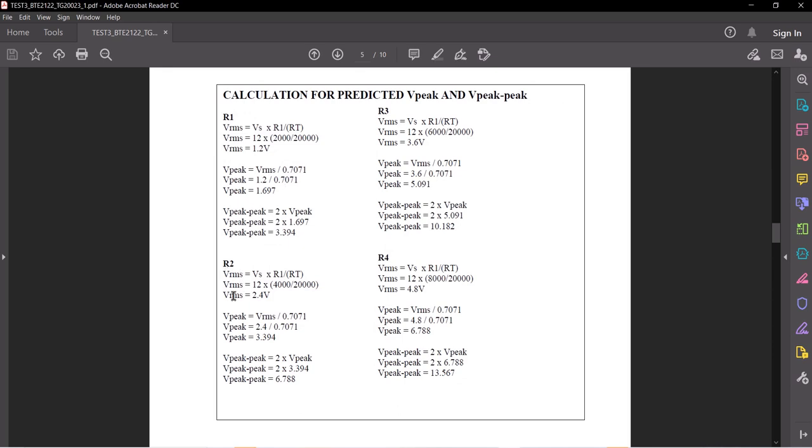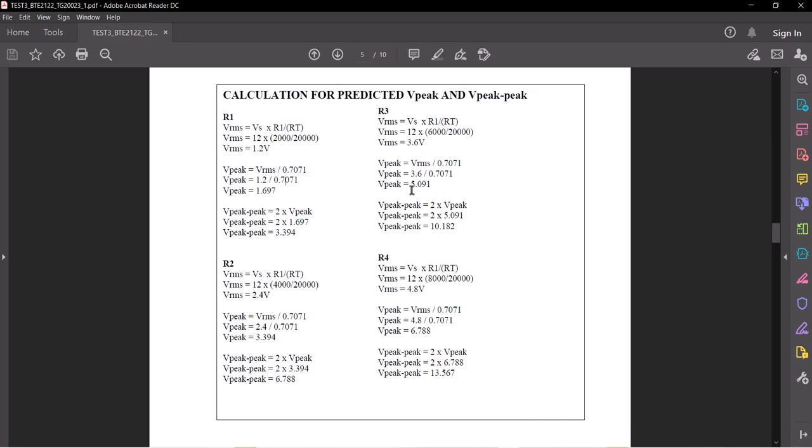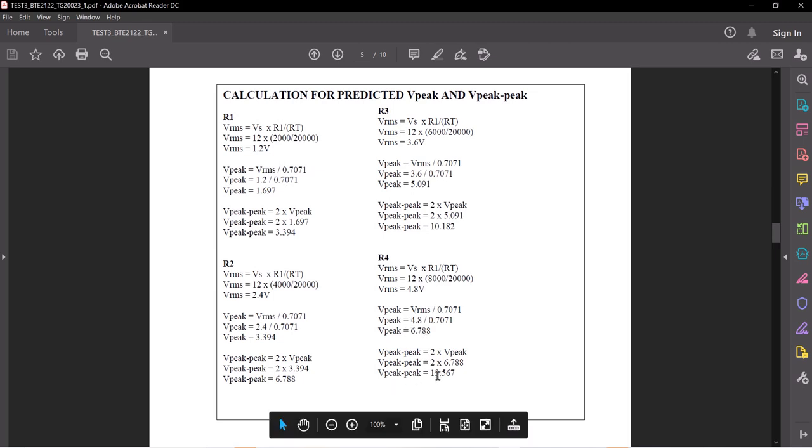For R2, VRMS is 2.4, V peak is 3.394, V peak to peak is 6.788. For R3, the VRMS is 3.6 volts, the V peak is 5.091, and the V peak to peak is 10.182. VRMS for R4 is 4.8, V peak is 6.788, and V peak to peak is 13.567.